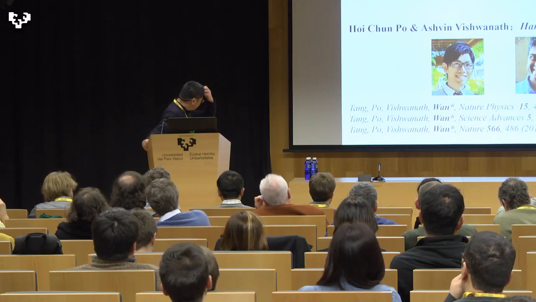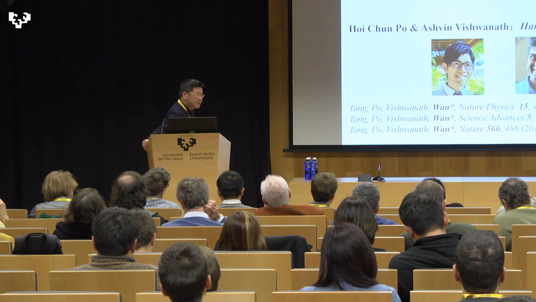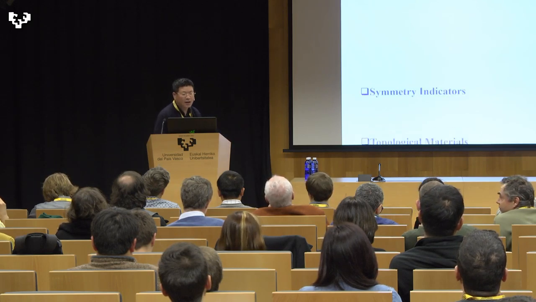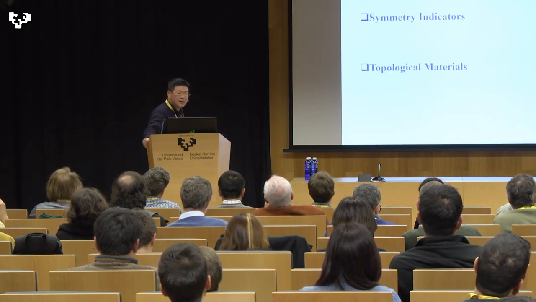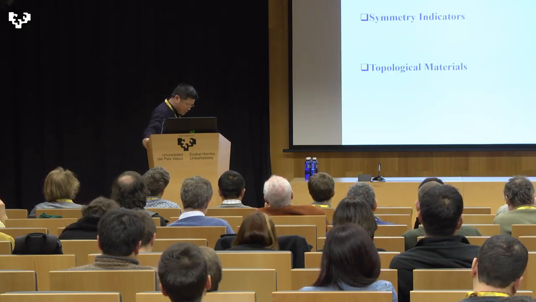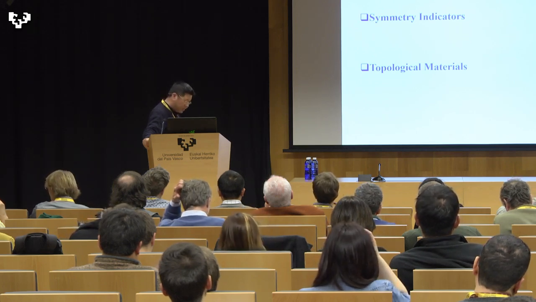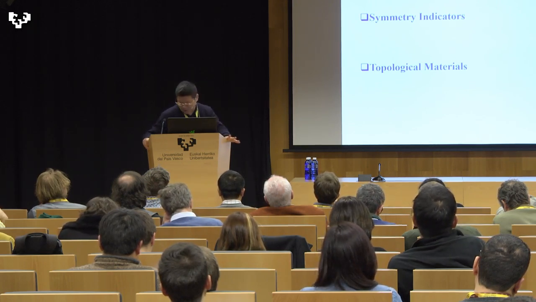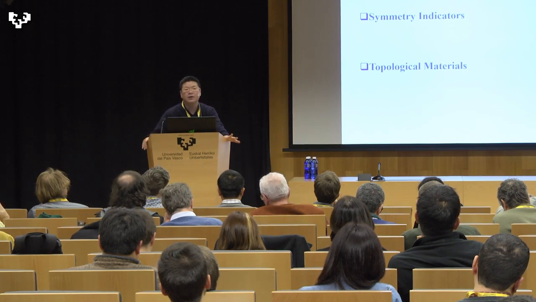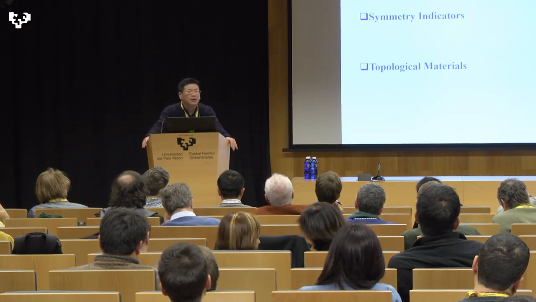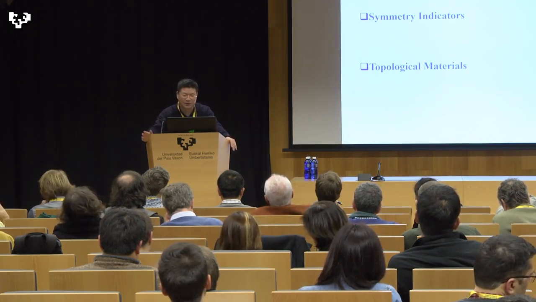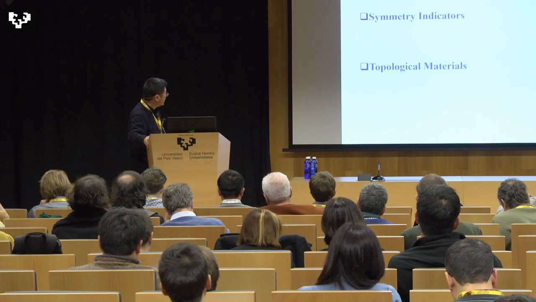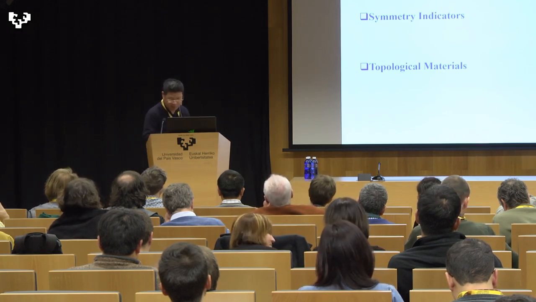Today I will mainly focus on the first paper, which describes our method. I will talk about the symmetry indicator method, especially how we can quickly check all of the atomic limits. We can completely search all kinds of atomic limits, and then compare: if a material cannot go back to an atomic limit, it will definitely have something topological. That's the idea. I will also talk about some topological materials we find.